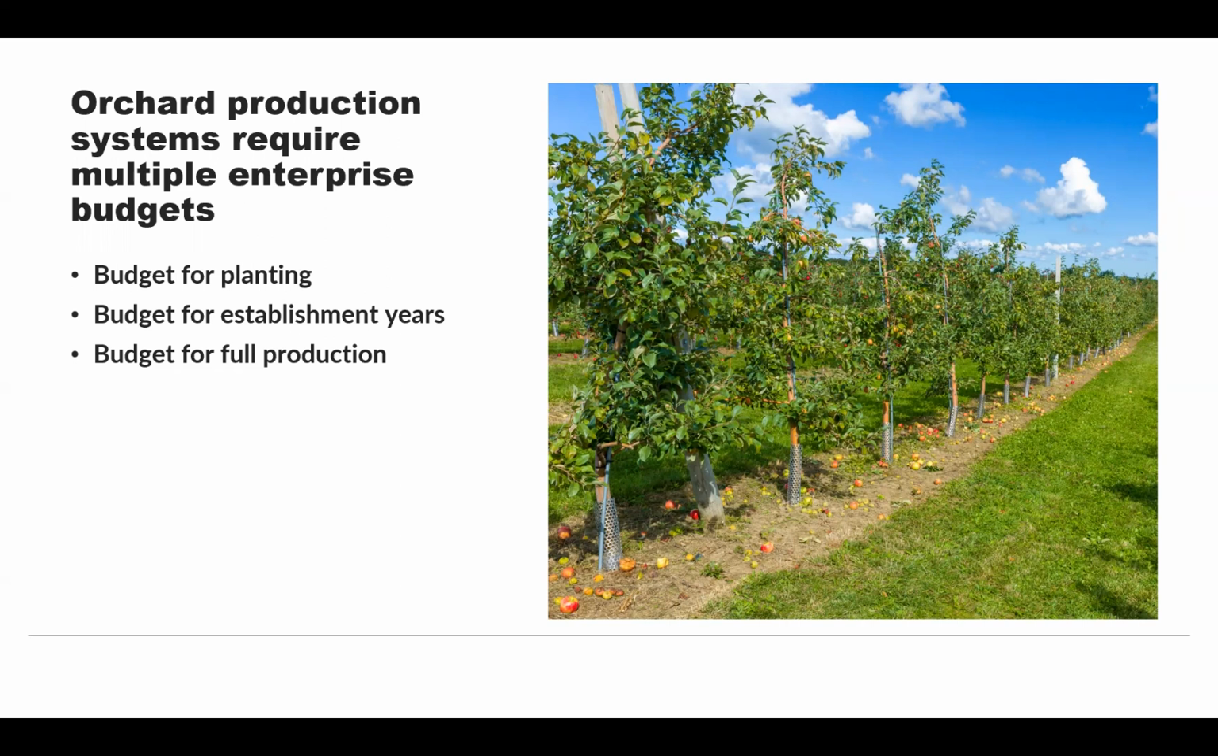And so you would have a budget for the year that you're planting, because there's going to be very different revenue and costs the year that you're planting. Then a budget for the establishment years, where you have very different inputs and certainly very different yields and revenue for those years. And then a budget for full production. When you take the sum of those budgets, it gives you a much better sense of what the multi-year revenues and costs of that system are likely to be.